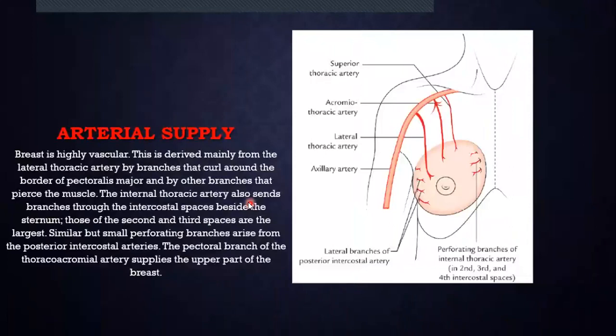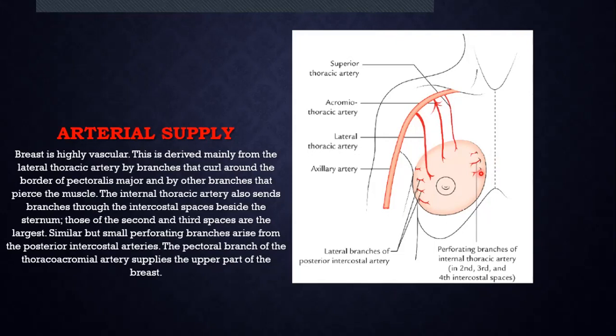Okay, now arterial supply. The breast is usually highly vascular. Now its arterial blood is derived from the lateral thoracic artery, which can curl around the lower border of pectoralis major, or other branches may pierce the pectoralis major muscle. Also, from the internal thoracic artery or the internal mammary artery, which sends branches through the intercostal spaces beside the sternum.